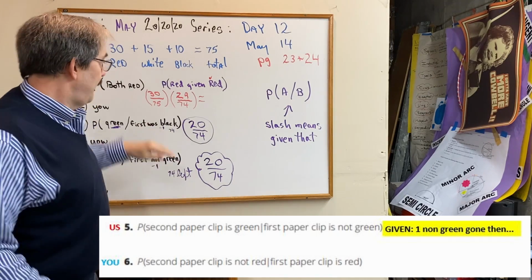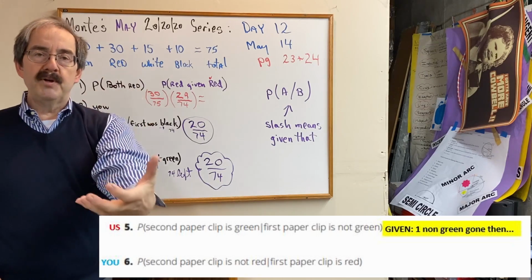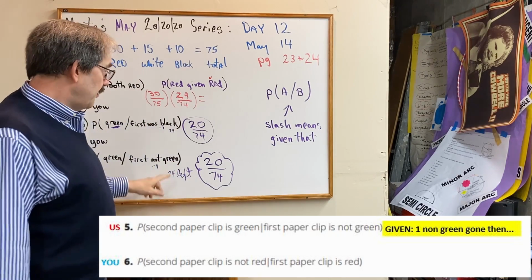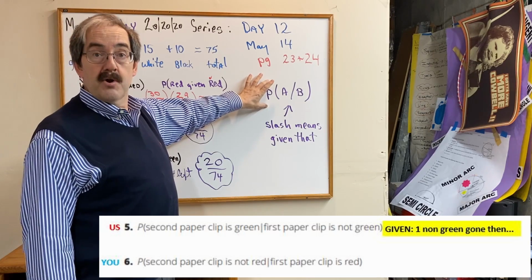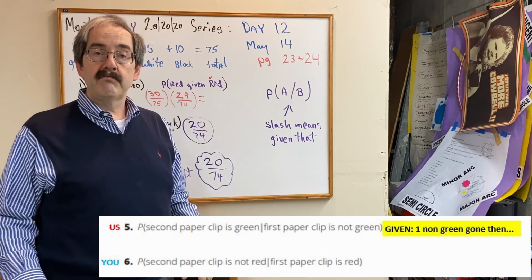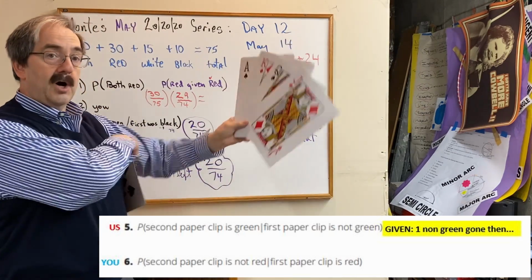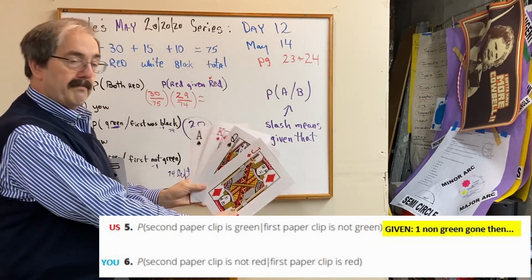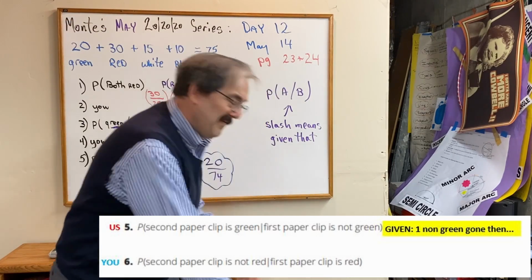You actually have the skills to do every problem. I'm trying to build your confidence so that when we actually see the teacher notation, you go, oh, all that means is given. Given that card was gone, what's the probability of the next card? Cool? All right. We finished the week.